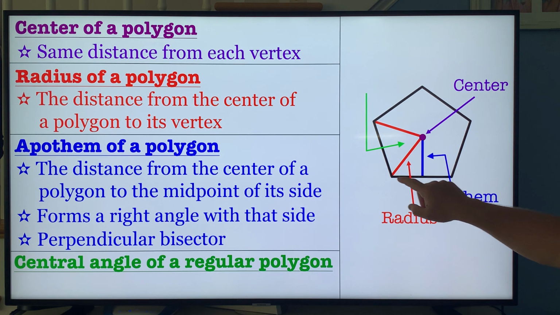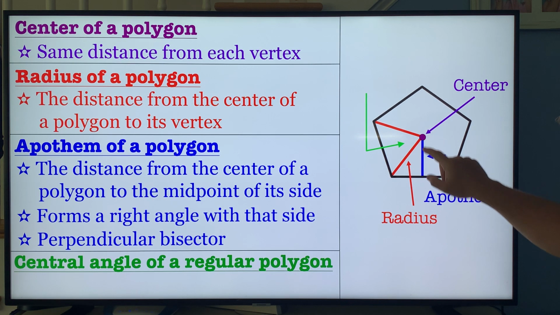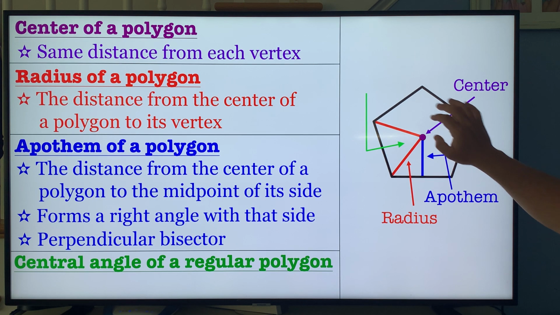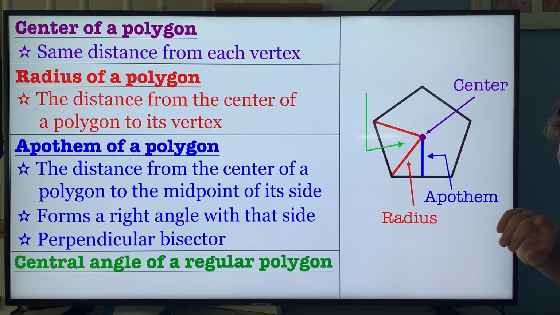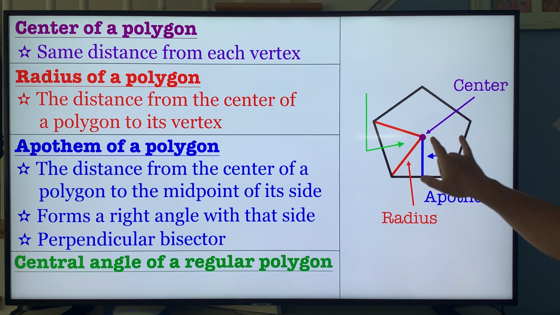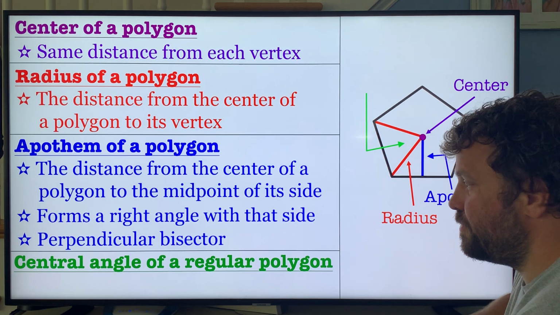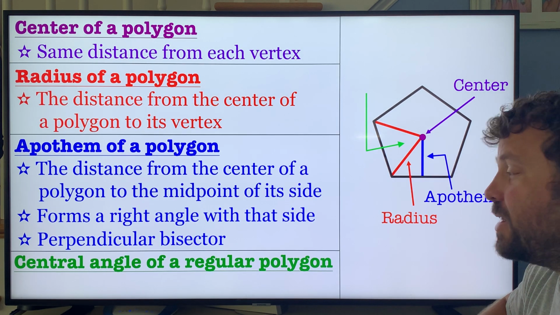So pretty much what this does is the radius and the apothem make a right triangle here. You have two right triangles for each side. So this 5-sided pentagon would have 10 right triangles that are all congruent inside of it. That's how we're going to find our area.